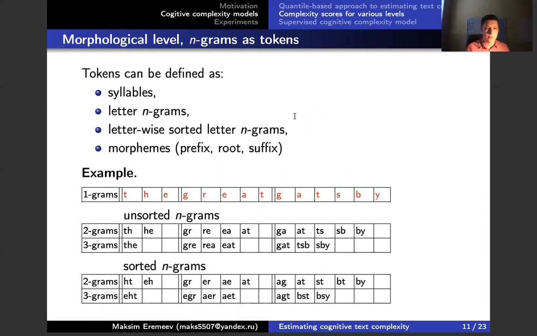Okay, so the next elaboration is the morphological level with tokens as morphemes, syllables, or in the general case, character n-grams. N-grams can be sorted or unsorted. In the former case, we sort the letters alphabetically in each n-gram. By doing that, we reduce the vocabulary size, so the empirical distributions we obtain are more precise. In our experiments, we use syllables instead of n-grams, omitting the need to choose the n parameter.